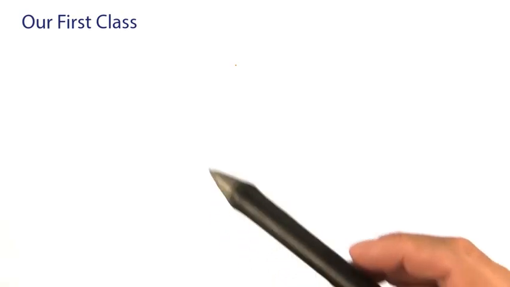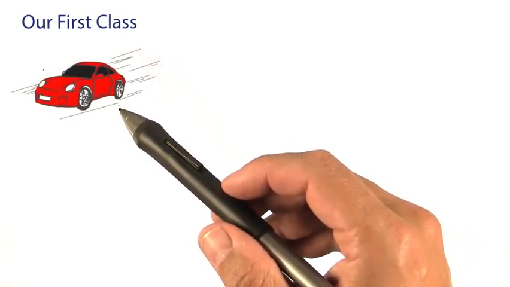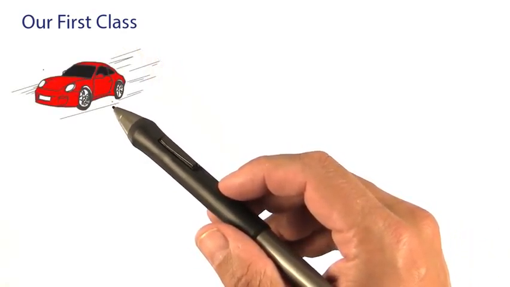In the last lesson you've used objects of classes that other people have created. In this lesson you will learn how to write your own classes. We'll start out with a class that models a car that drives along.